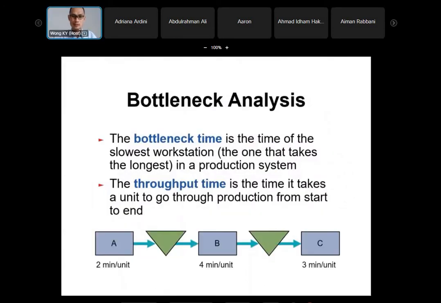So bottleneck analysis. Imagine you have an assembly line, a production line that has three workstations: workstation one, workstation two, workstation three. The cycle time of the first workstation is 2 minutes per unit. So it means it requires 2 minutes to complete a unit. Once it's completed, the unit is passed to the second workstation. The cycle time of this workstation is 4 minutes per unit. And then once it's completed, it's passed to the third workstation, workstation C, and the cycle time of workstation C is 3 minutes.